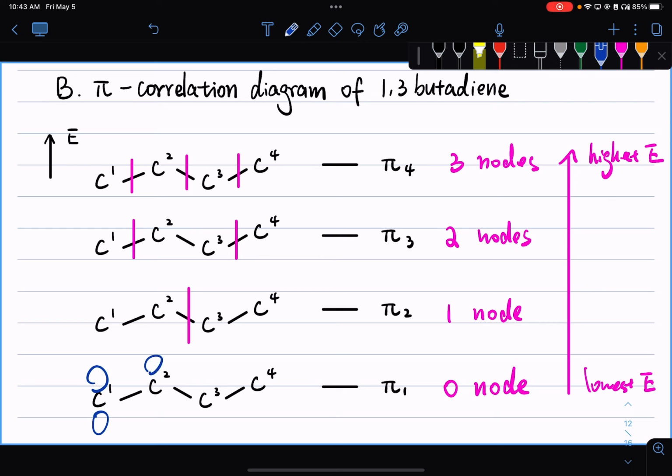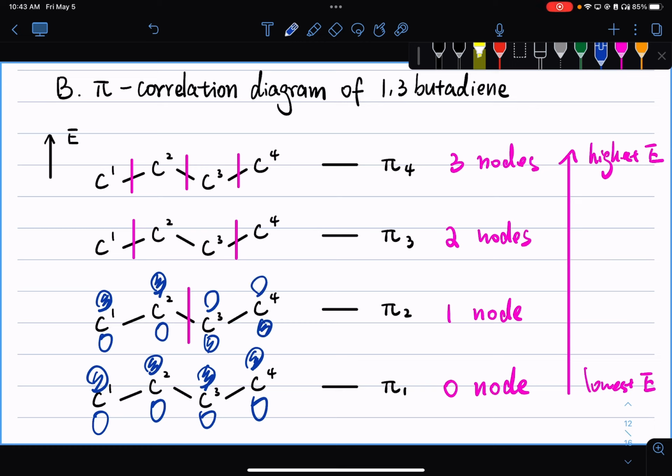So in the bottom one, we have all shaded. There is no node, so we don't have to change the shading in any way. And then here, these 2 have the same shading. And between C3 and C4, we're flipping the shading because we meet a node plane. Whenever you meet the node plane, you switch the shading.